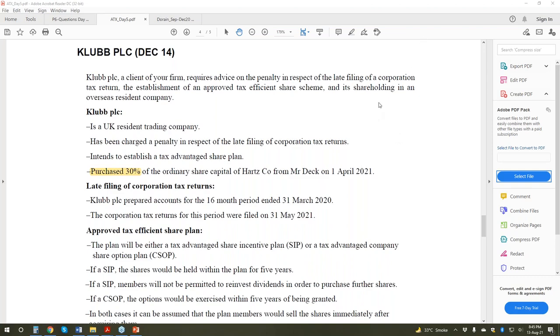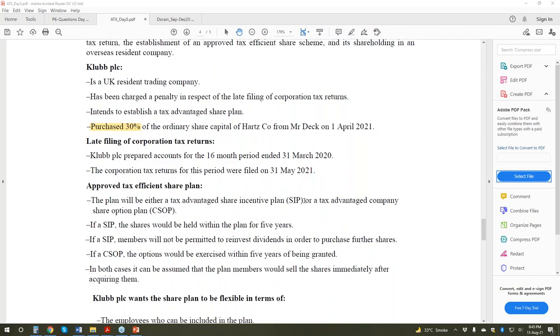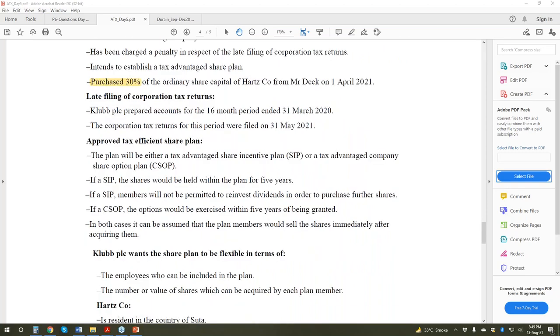So we have not only told them what the deadline is, but we have also informed them that they will be charged a fixed penalty of £100 because they have submitted the return late within 3 months.